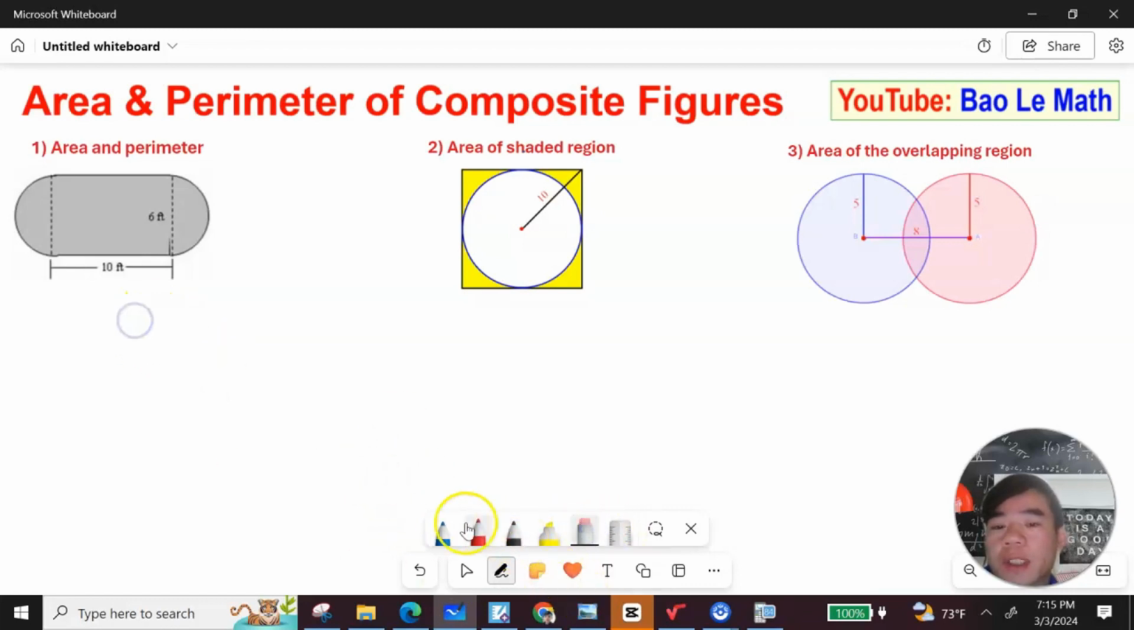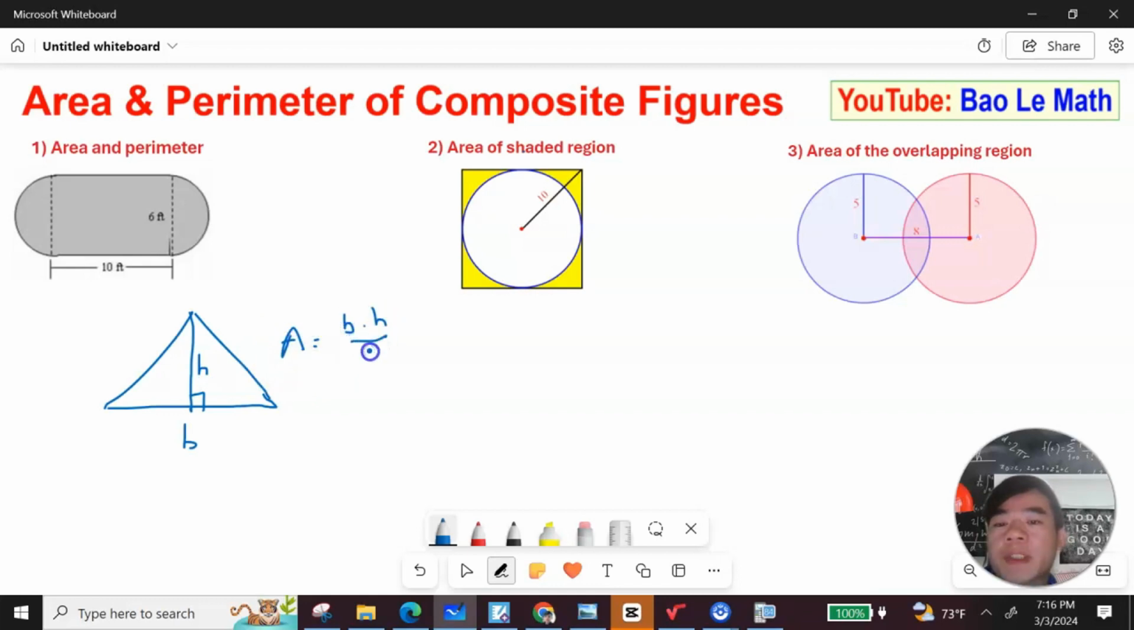Let me draw a triangle. We have the base and the height. Base and height are always perpendicular. So this is the base, this is the height. The area should be base times height divided by 2. If you want to calculate the perimeter, you just add all the side lengths up. If I have this side equal S, this one equal Y, and this one equal B, the perimeter equals S plus Y plus B.